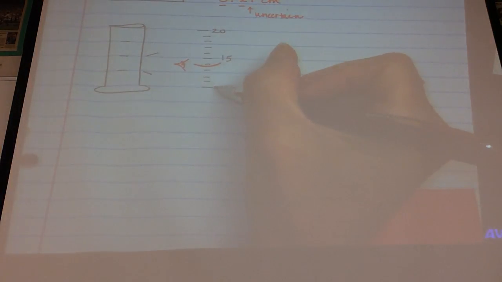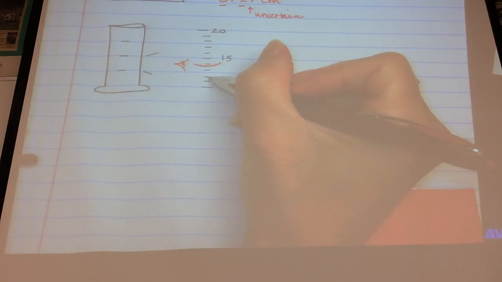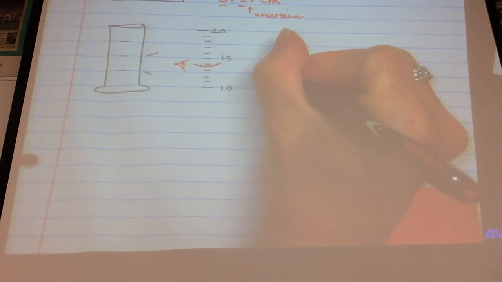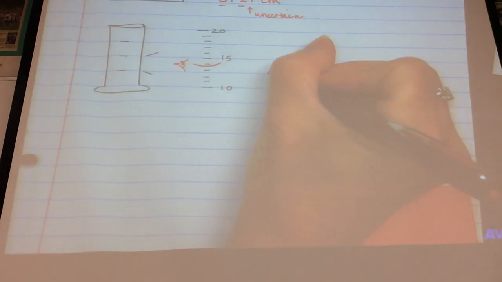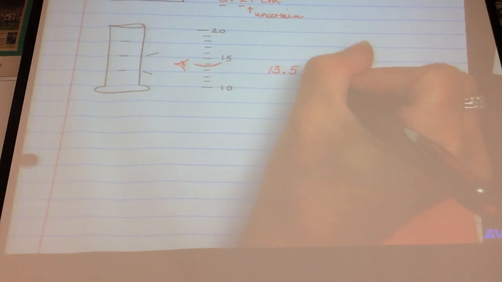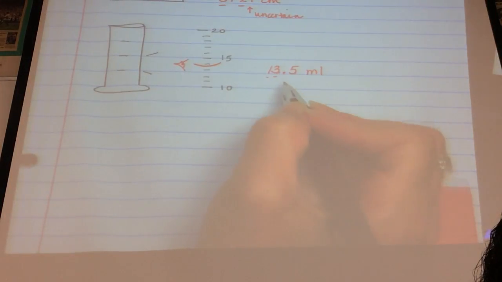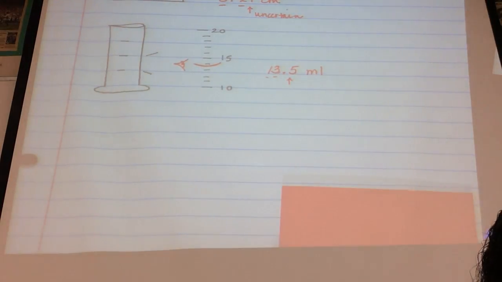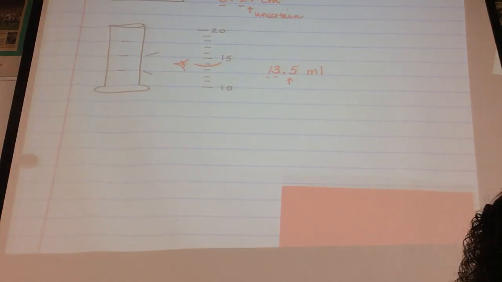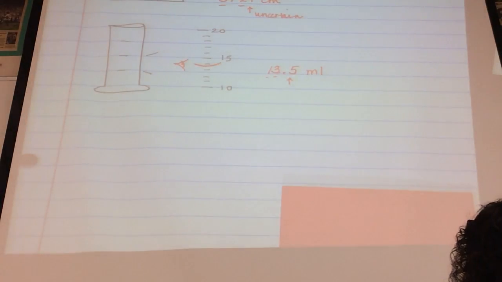The point we want to make here is we have 11, 12, 13, and we're going to guesstimate that last digit. It appears to be right in between, so we're going to guesstimate it at 0.5. I'm certain of the first 2 digits. I'm uncertain of the last digit. And that's what significant digits are.